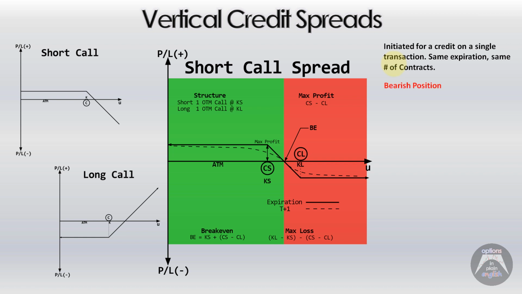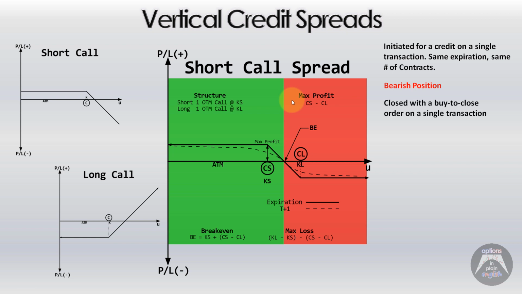This is a bearish position. Why? Because if the price goes higher, then you're going to lose money, and if the price goes lower, then you're going to keep making money, or at least hang on to the credit that you received. So this is why this is a bearish position. You want the stock price to go lower.